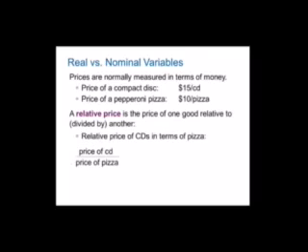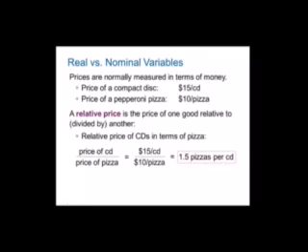The relative price of a CD in terms of pizza would be 1.5 pizzas per CD, which means that if we look at that number, one pizza costs $10. If I wanted to purchase one CD instead of a pizza, I have to give up the consumption of 1.5 pizzas if I wanted to purchase one CD.